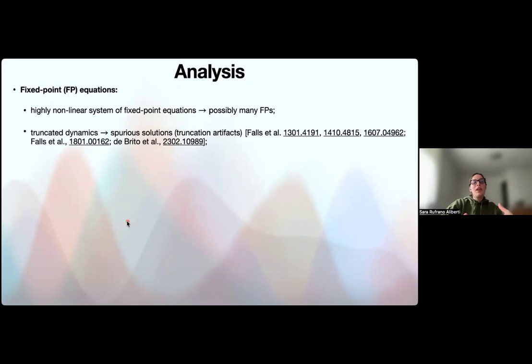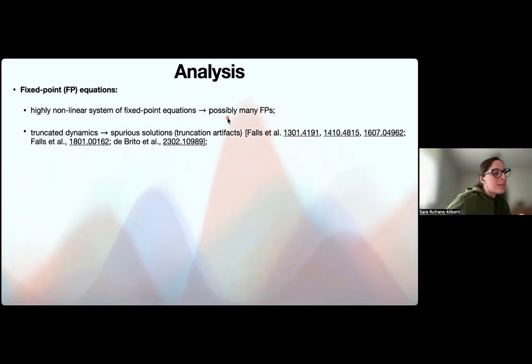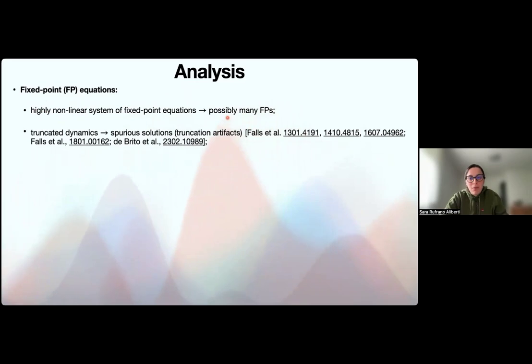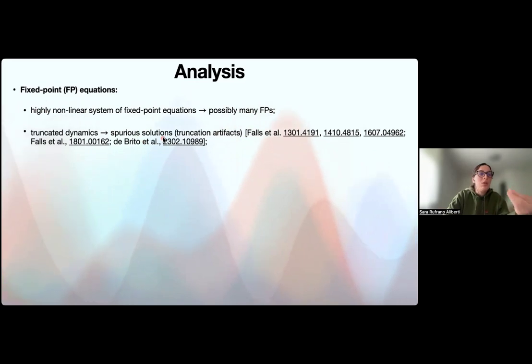Now, looking at the fixed point equations, this system of fixed point equations is highly nonlinear, which means that in principle we would have many fixed point solutions. But we expected that not all of them are actual fixed point solutions because we're studying a truncated dynamics. And so there are going to be spurious solutions due to the truncation that we are analyzing.